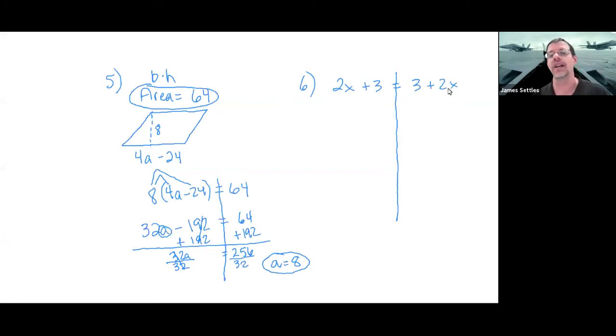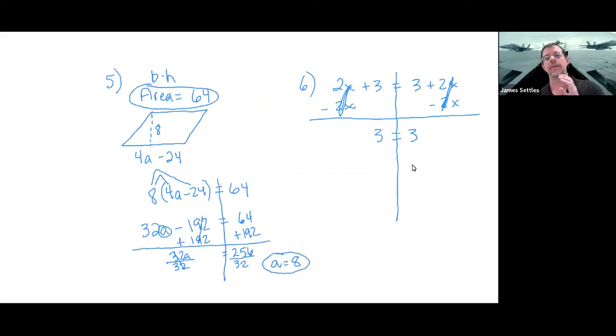So we're going to go ahead and just pick one. I'm going to get rid of this one. So minus 2x and minus 2x. So these cancel and these will cancel. And it leaves us with 3 equals 3. So anytime all of our x's disappear, this is a special answer.